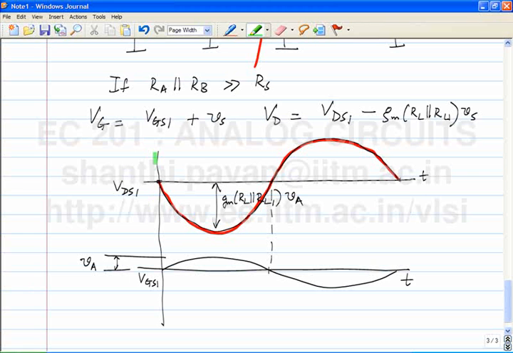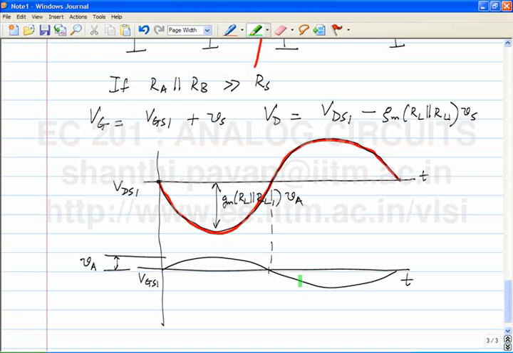The drain potential is coming down, the gate potential is going up. So what does this mean? The transistor is being pulled out of saturation, which is coming towards which region? Towards the triode region. Does it make sense? So in the first half of the cycle, the transistor is being pulled towards the triode region.